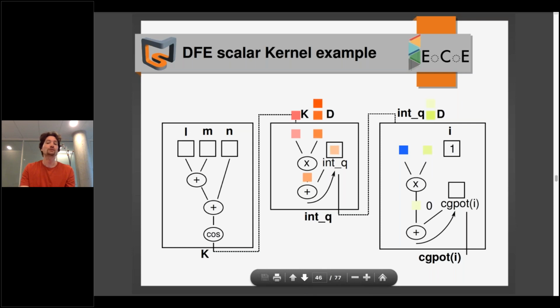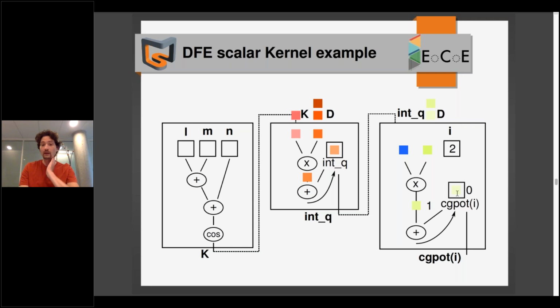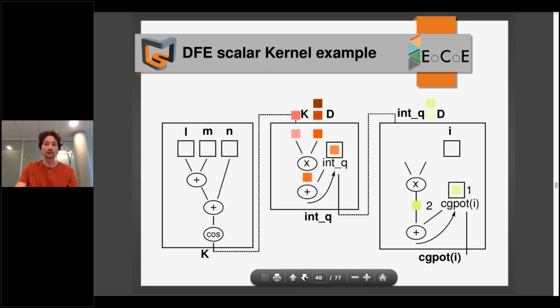Okay, so I do the first multiplications here, and then I aggregate the results inside my result here. And so here you have the concurrent execution of two kernels. You have one kernel computing an integral of Q on one mode, while another kernel computes the CG pot for another mode. And it goes on like this.